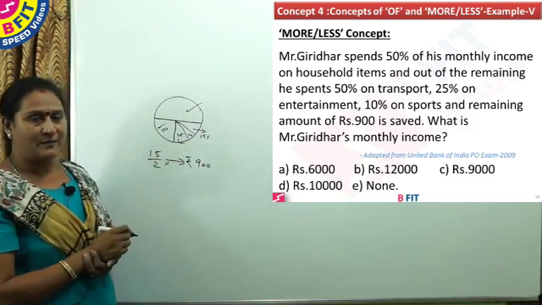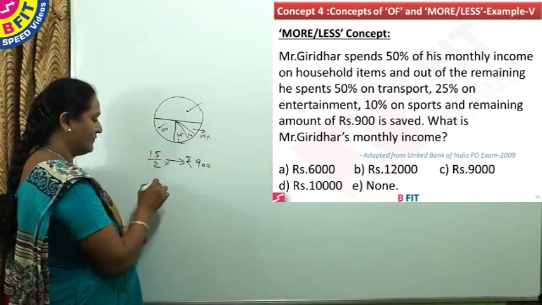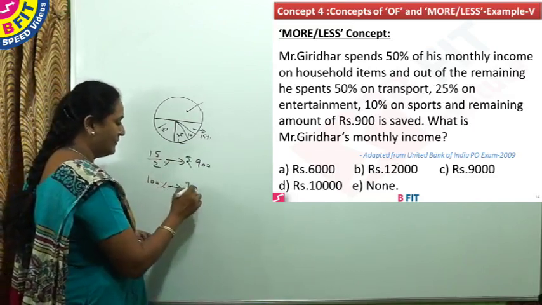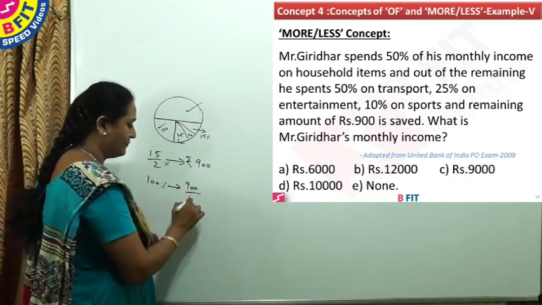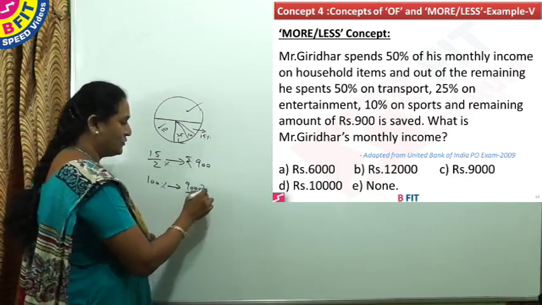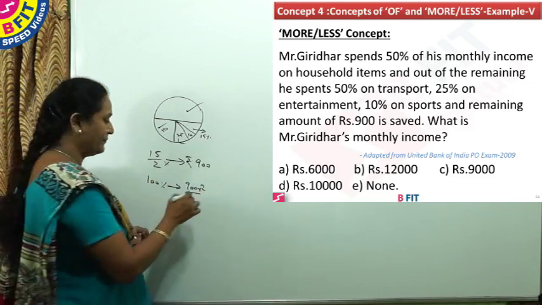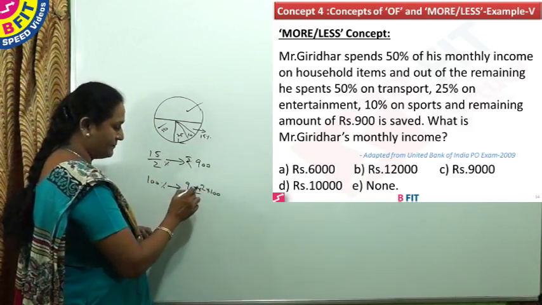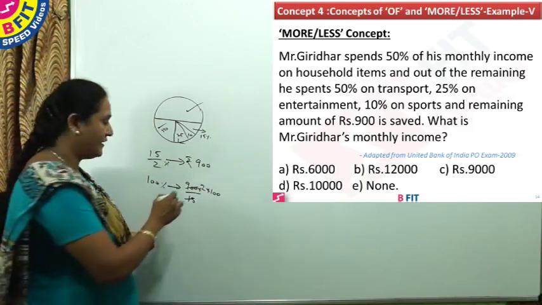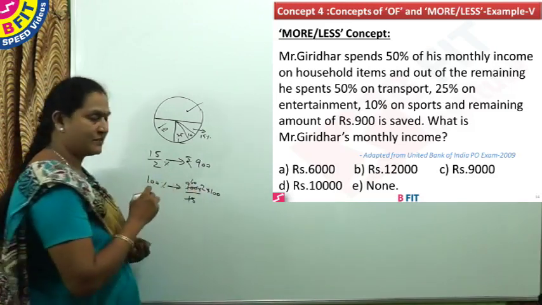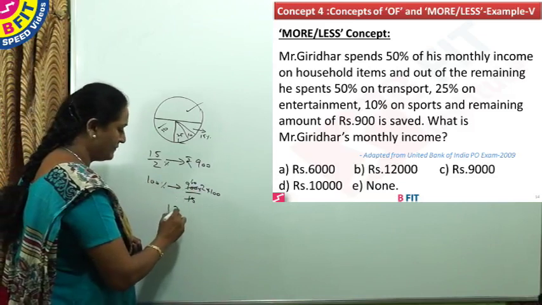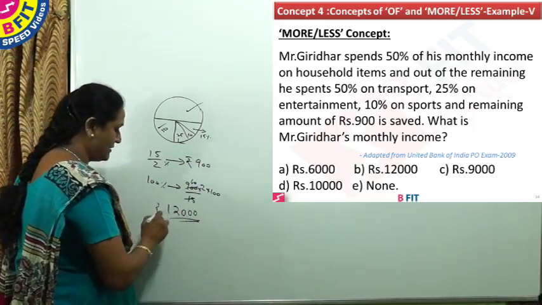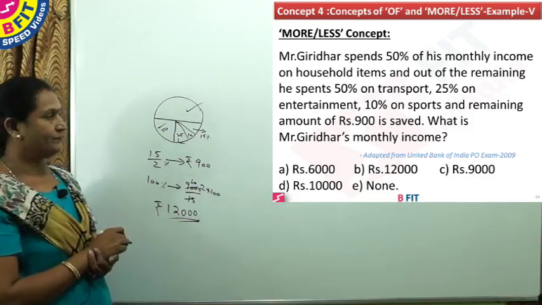So what will be 100%? So 100% will be 900 divided by 15 by 2. So 2 goes to the numerator, into 100. So what is 900 by 15? It is 60. So multiplying, we get 12,000 is his salary.